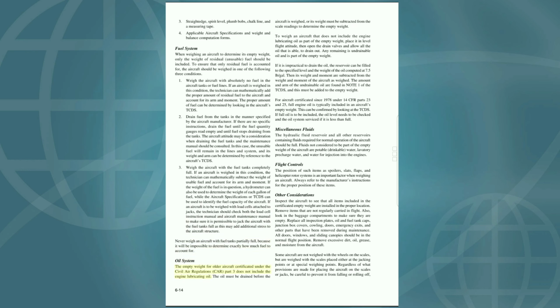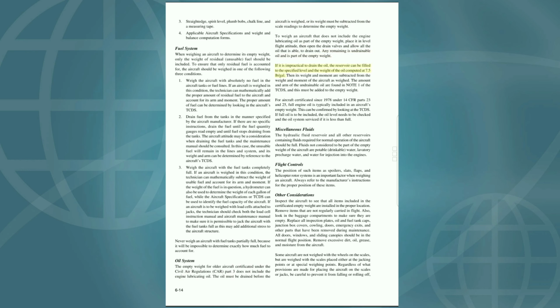Oil system. The empty weight for older aircraft certificated under the Civil Air Regulations, CAR, Part 3 does not include the engine lubricating oil. The oil must be drained before the aircraft is weighed, or its weight must be subtracted from the scale readings to determine the empty weight. To weigh an aircraft that does not include the engine lubricating oil as part of the empty weight, place it in level flight attitude. Then open the drain valves, and allow all the oil that is able to drain out. Any remaining is undrainable oil and is part of the empty weight.